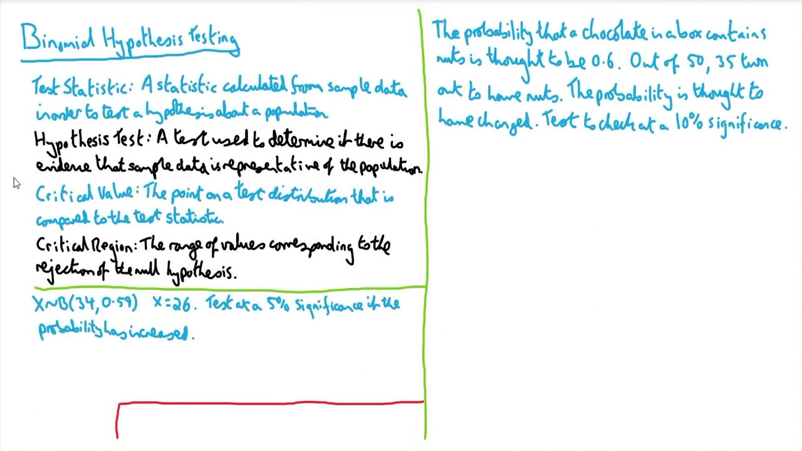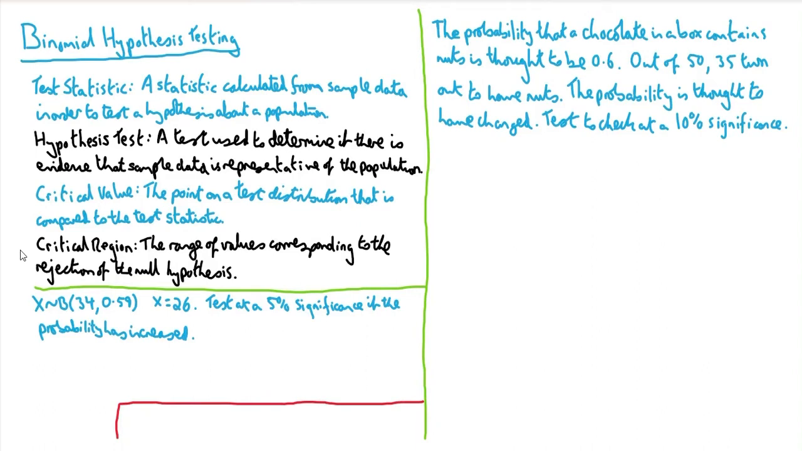But then there's actually a second kind of hypothesis test we can do, with this first one being to find a critical value and compare. But alternatively, you can find a critical region. Now the critical region is the range of values corresponding to the rejection of the null hypothesis.